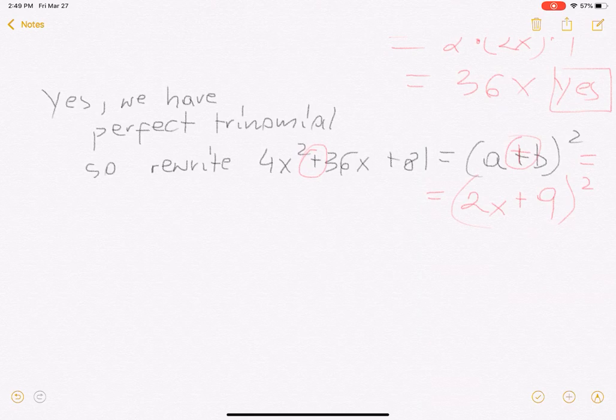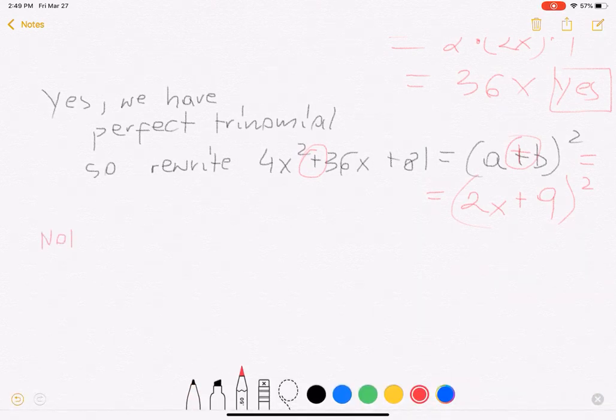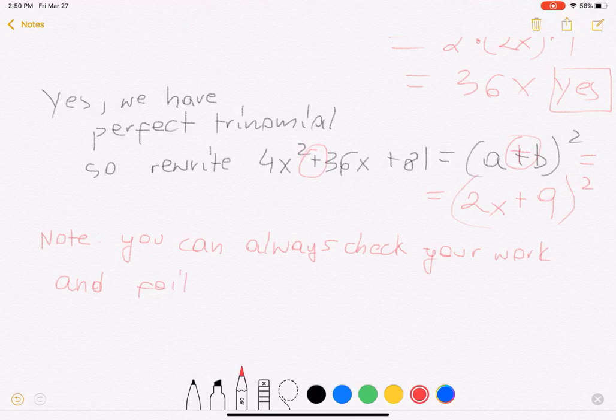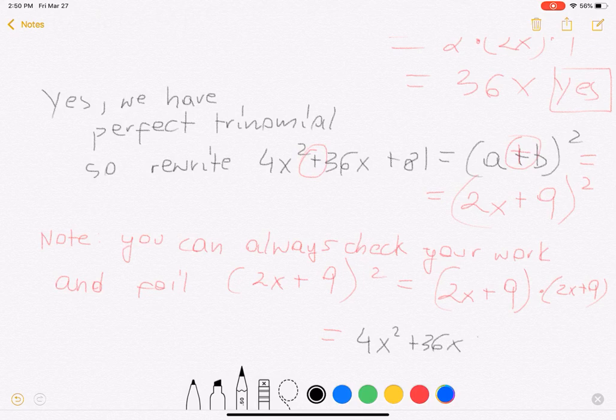Okay, we're not going to do it, but note, you can always check your work. So that's what is safe. If you're not sure, check your work. And FOIL 2x plus 9 squared, which is the same as 2x plus 9 times 2x plus 9, and that will give you the original expression, which is 4x squared plus 36x plus 81.